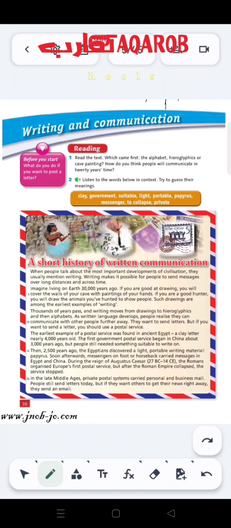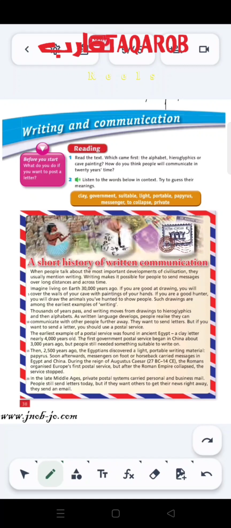Imagine living on Earth 30,000 years ago. If you are good at drawing, you will cover the walls of your cave with paintings of your hands. If you are a good hunter, you will draw the animals you've hunted to show people. Such drawings are among the earliest examples of writing. Thousands of years pass, and writing moves from drawings to hieroglyphics and then alphabets. As written language develops, people realize they can communicate with other people further away.